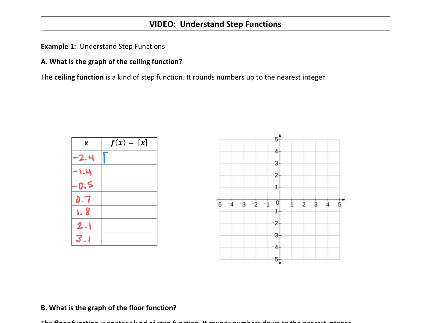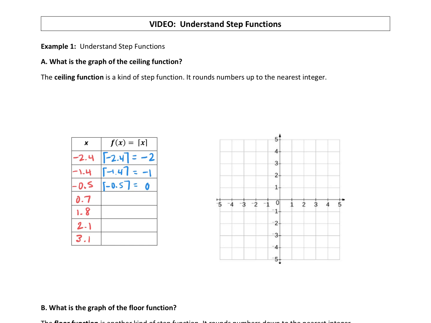If we apply the ceiling function to these x values, we're going to do the ceiling function of negative 2.4. It's going to round that up to the nearest integer. We're on the negative side, so we have to be careful. Would that round to a negative 3 or a negative 2? Which one is considered bigger? It's actually going to be the negative 2. Then we apply the ceiling function to negative 1.4. It's going to round up to a negative 1. The ceiling function of negative 0.5 is going to round up to 0.